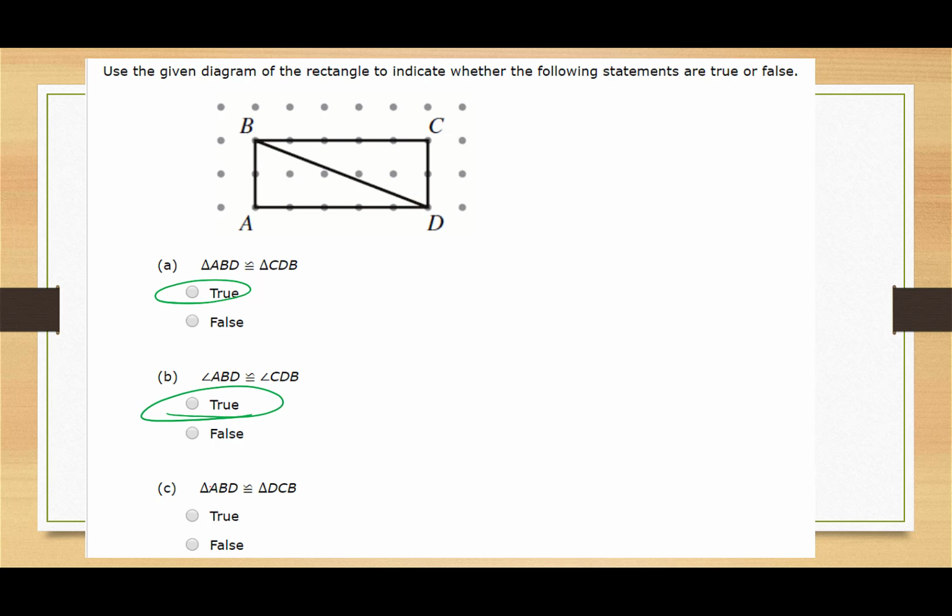C says is triangle ABD, so ABD, is that congruent to DCB? So if we start at D and go up the short leg and then down the long leg. Even though it's talking about the same triangle, because the order of the vertices in the second triangle does not match the order in the first triangle, this is a false statement.